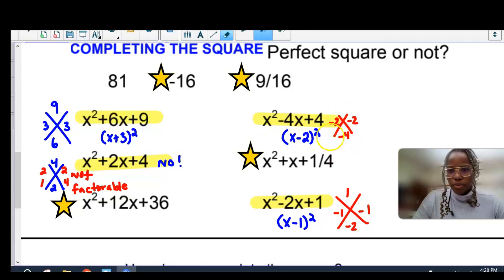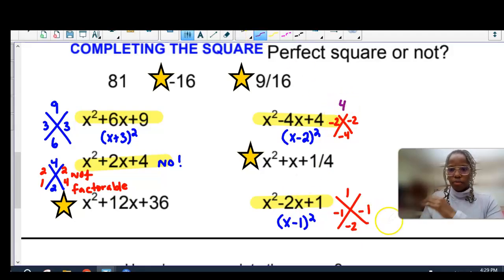This one right here was a perfect square. -2 came up twice. Two numbers that multiply to 4 but add up to -4. That worked. And then the last one was a perfect square. Okay. So again, you can create those perfect squares.